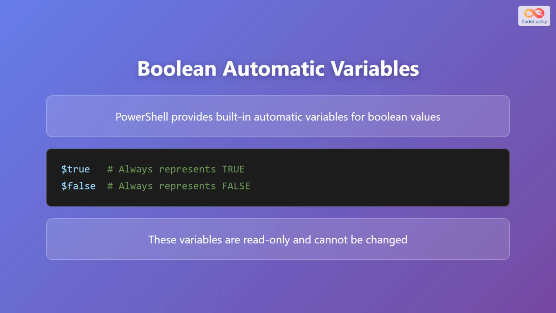PowerShell provides built-in automatic variables for Boolean values. These are $true and $false. The important thing to understand is that these variables are read-only, which means you cannot change their values. $true will always represent true, and $false will always represent false. PowerShell protects these values to ensure consistency across all your scripts.